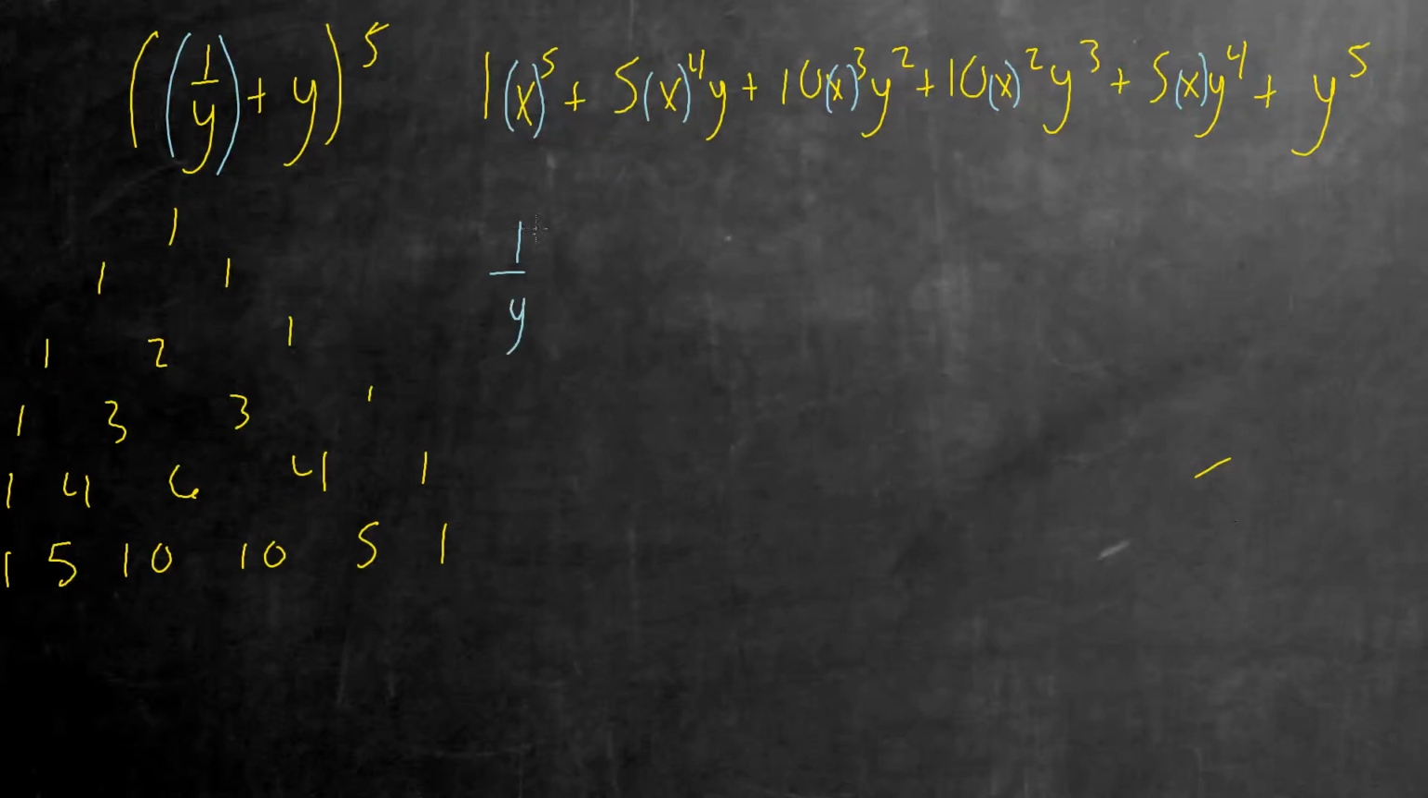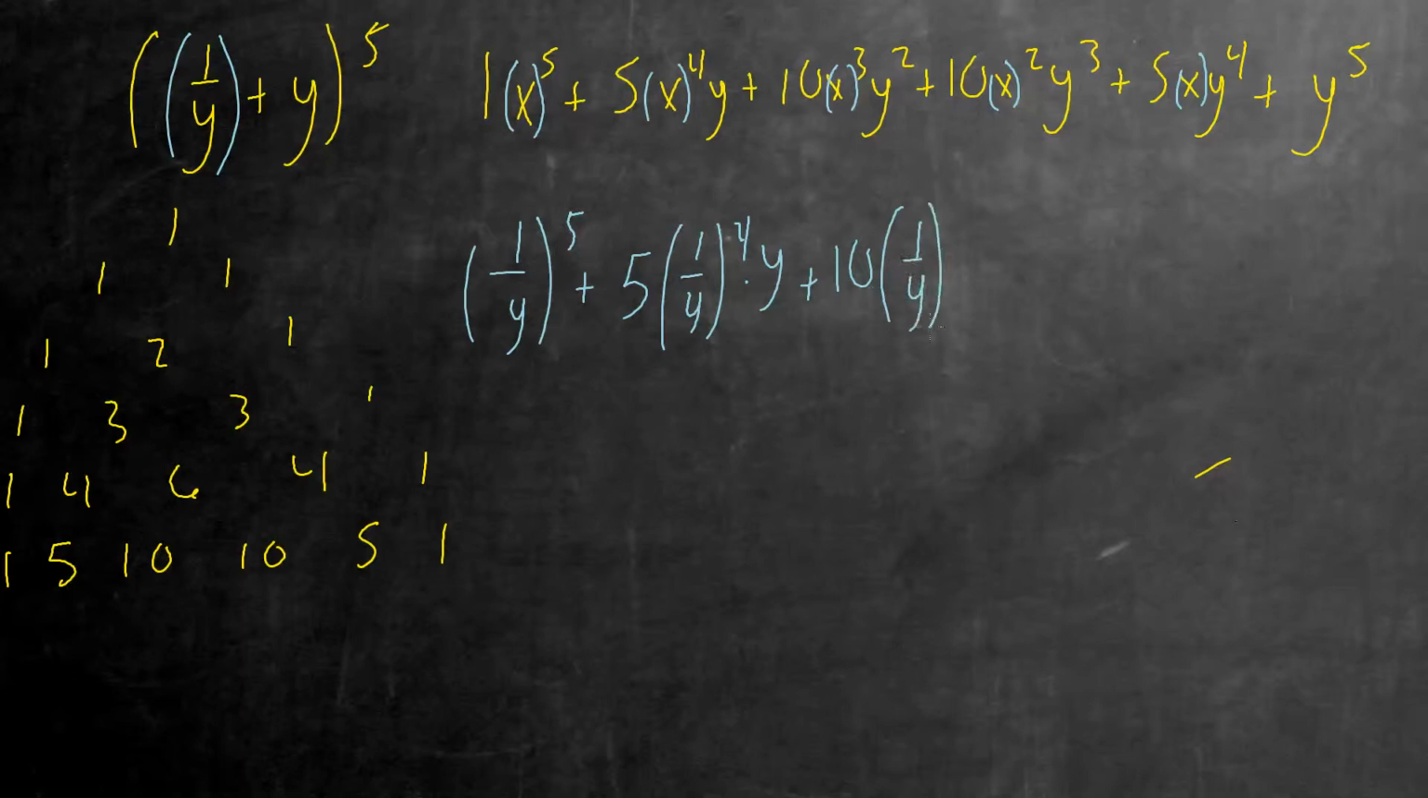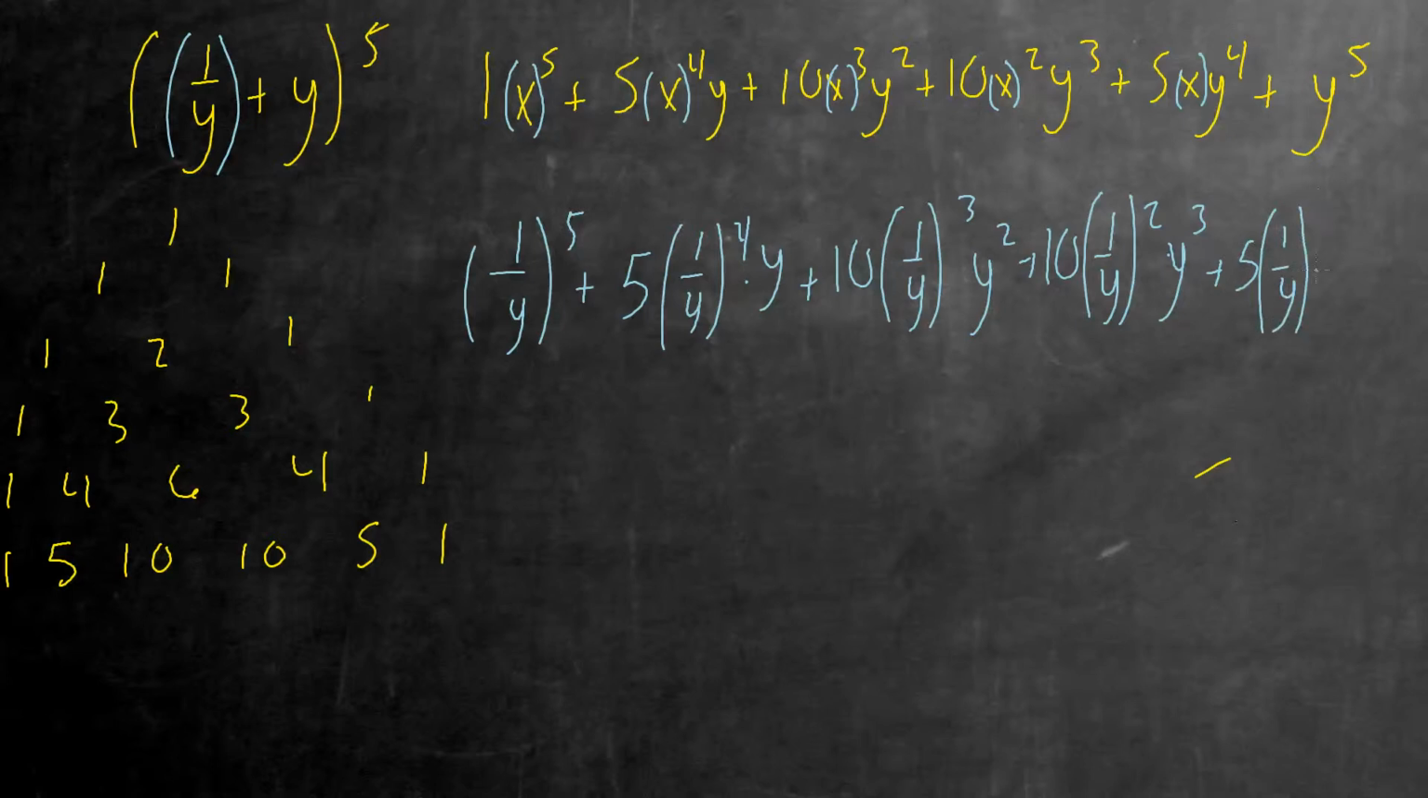1 over y to the 5th plus 5, 1 over y to the 4th times y, 10, 1 over y cubed, 10, 1 over y squared. What's going to happen here when we've got this 1 over y cubed times y squared and this 1 over y squared times y cubed? Something kind of neat's going to happen. They're going to start canceling out, really.